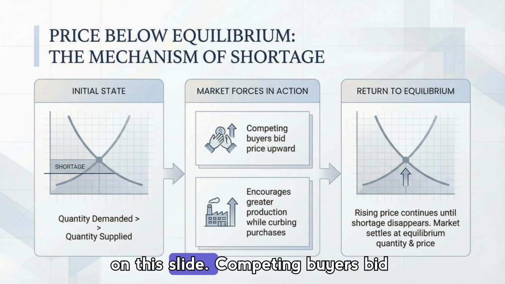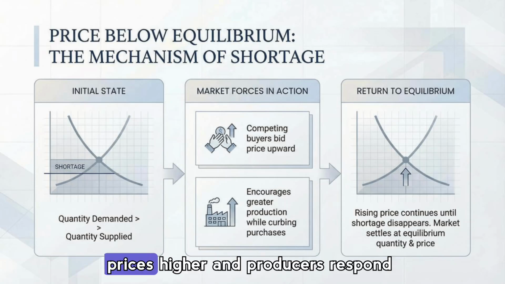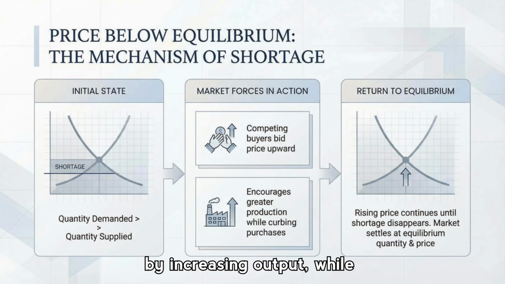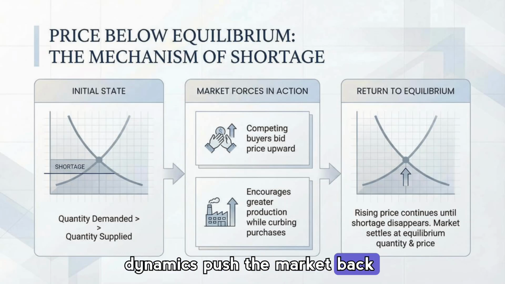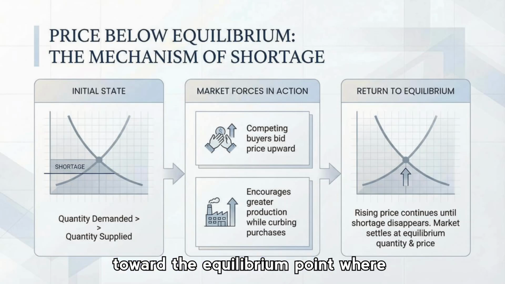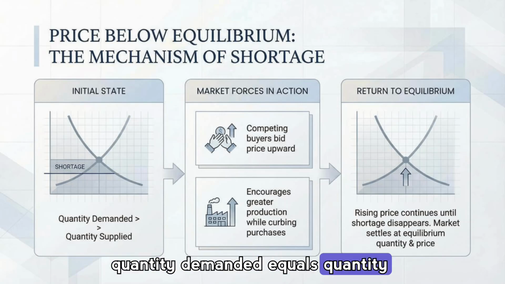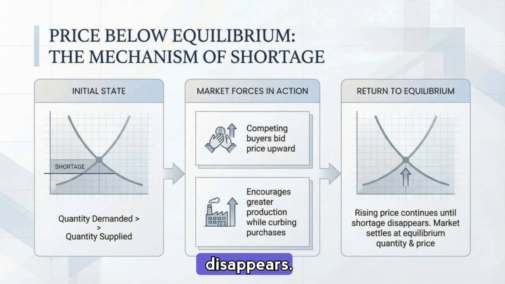When price sits below equilibrium, the market experiences a shortage, as shown by the chart and sequence on this slide. Competing buyers bid prices higher, and producers respond by increasing output, while purchases are curtailed by rising prices. These bid and respond dynamics push the market back toward the equilibrium point, where quantity demanded equals quantity supplied, and the shortage disappears.